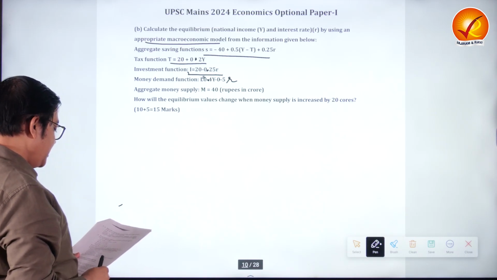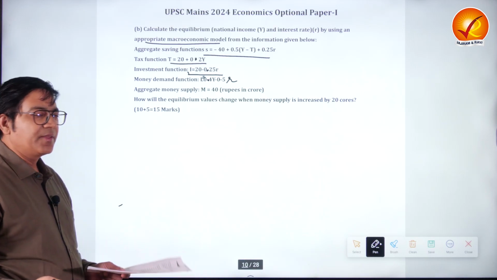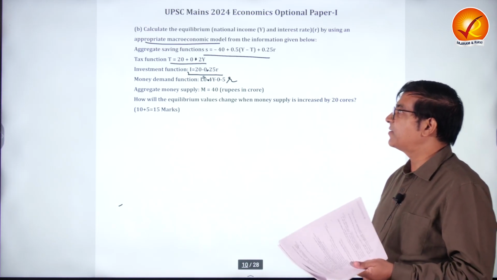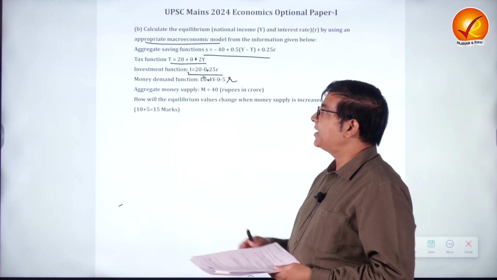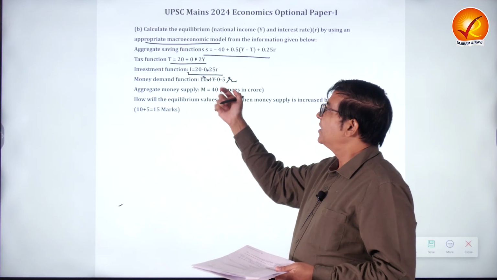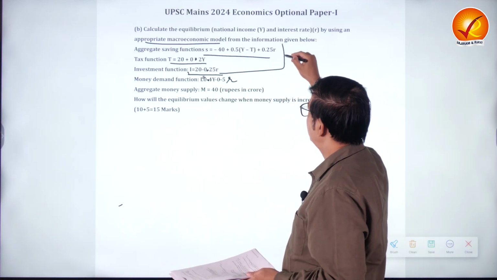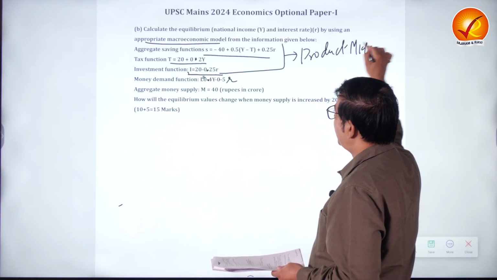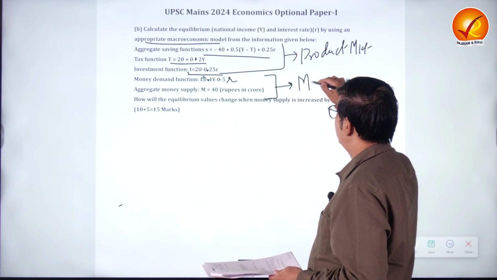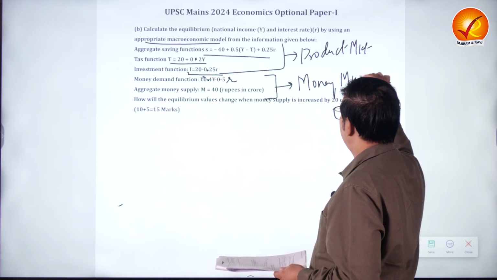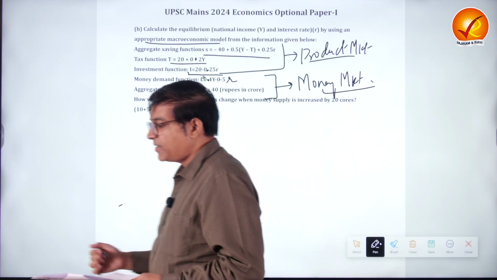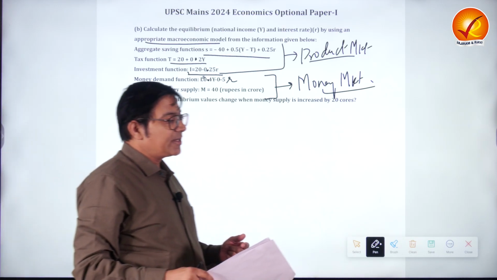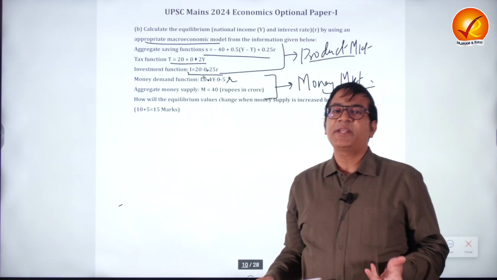Okay. So what is the hint that you get? Well, anyone who has done the preparation well can easily guess that they are telling you to talk about the ISLM. This part is your product market of ISLM and the other part is your money market. In ISLM, we talk about the equilibrium in product and money market simultaneously. But you cannot just memorize ISLM and answer such a question.